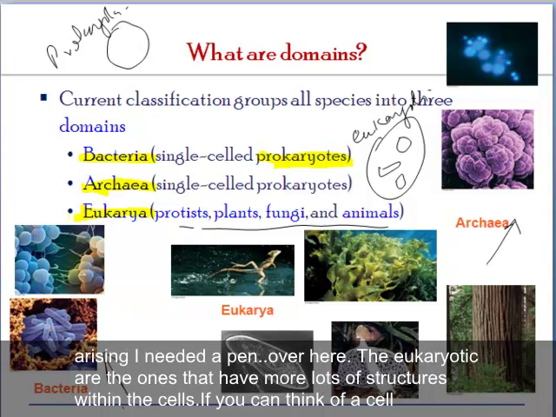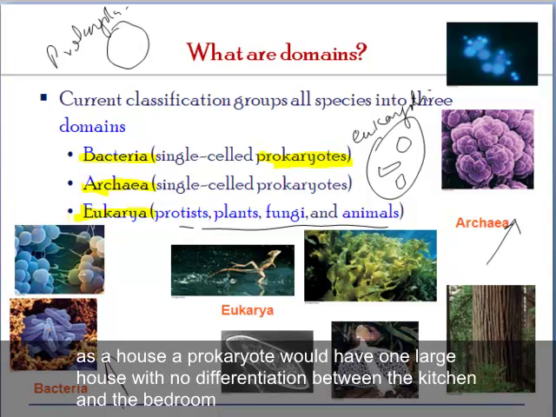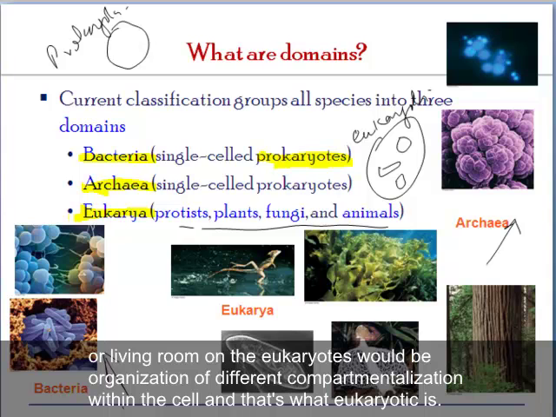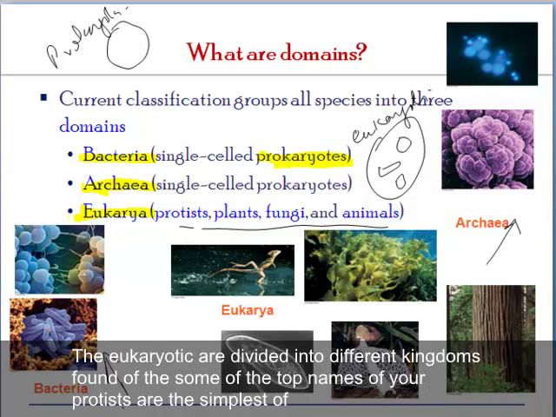The eukaryotes are the ones that have lots of structures within the cell. So if you think of a cell as a house, a prokaryote would have one large house with no differentiation between a kitchen and a bedroom or a living room. In eukaryotes there will be organization of different compartmentalization within the cell, and that's what a eukaryote is. Eukaryotes are divided into different kingdoms, and some of them I've named over here.